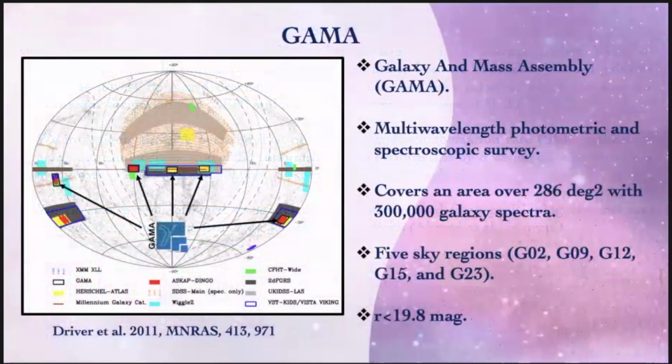For our analysis, I'm using both the optical data and the radio data. The optical part comes from GAMA. GAMA stands for Galaxy and Mass Assembly, which is a multi-wavelength photometric and spectroscopic survey covering an area of 286 square degrees with 300,000 galaxy spectra across 5 sky regions.